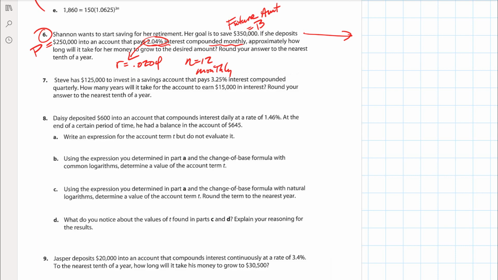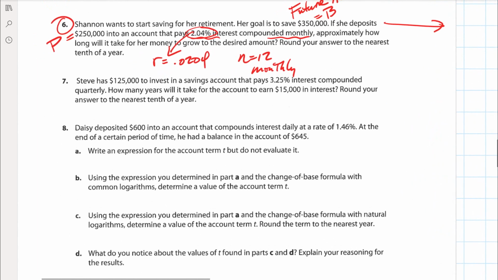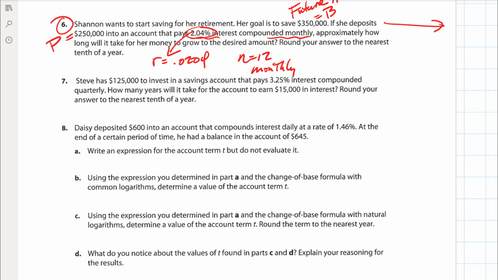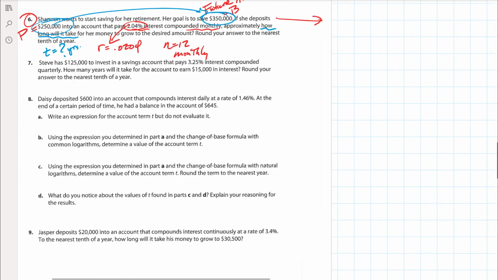So you know me, I always interpret and I annotate as I go, because otherwise you're not going to understand the problem. Okay, so we know the interest rate is 0.0204 as a decimal. We know it's compounded monthly, so N is 12. Approximately how long will it take? T equals question mark. How many years? I don't know. Find the T, for money to grow to the desired amount. We wanted to go from 250,000 to 350,000 in the future. So how long will that take? I don't know. Let's figure it out.